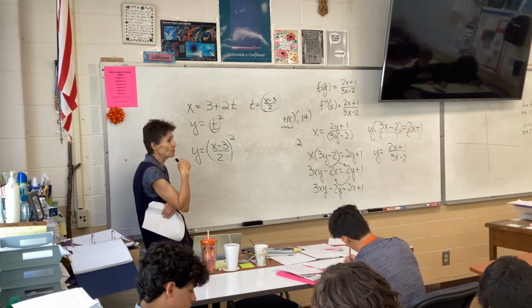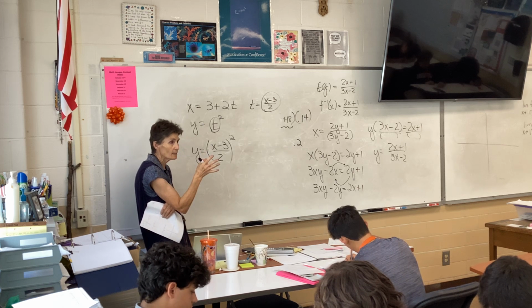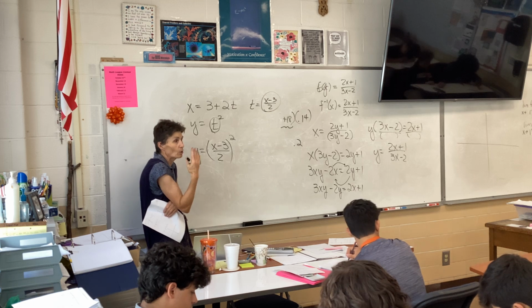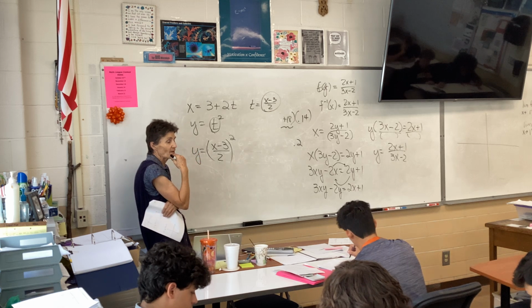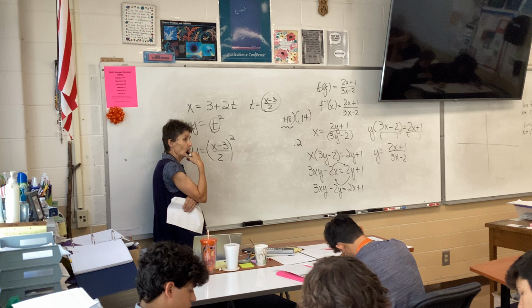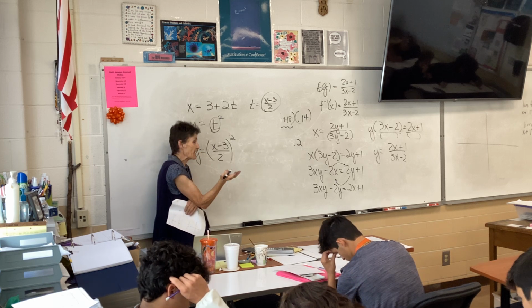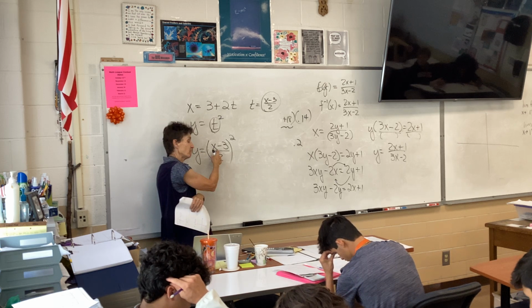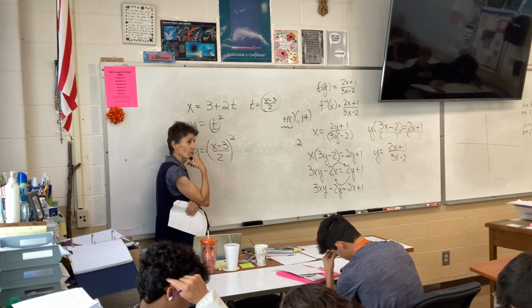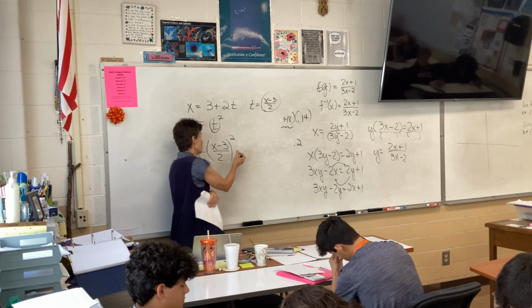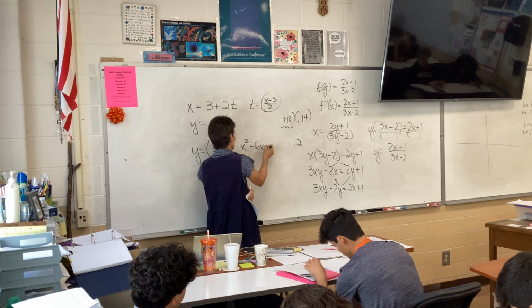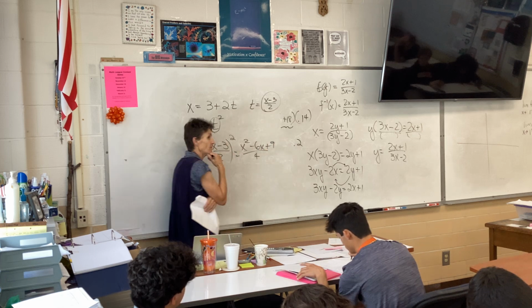There's no solving to do. Now, could you FOIL it? You could, but there's really no need to, because I'm not going any further with the problem. If I had a step 2, I would probably do that, and you certainly can. That would be a FOIL on the top and square the bottom. So if you wanted to do x squared minus 6x plus 9 over 4, that would be fine.